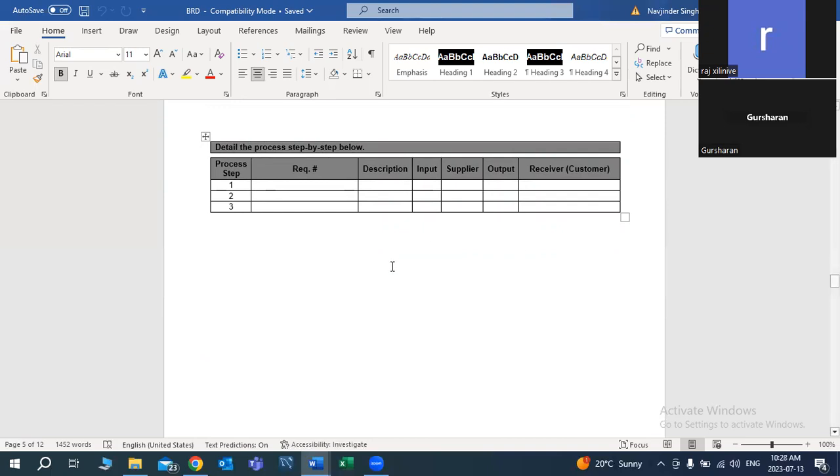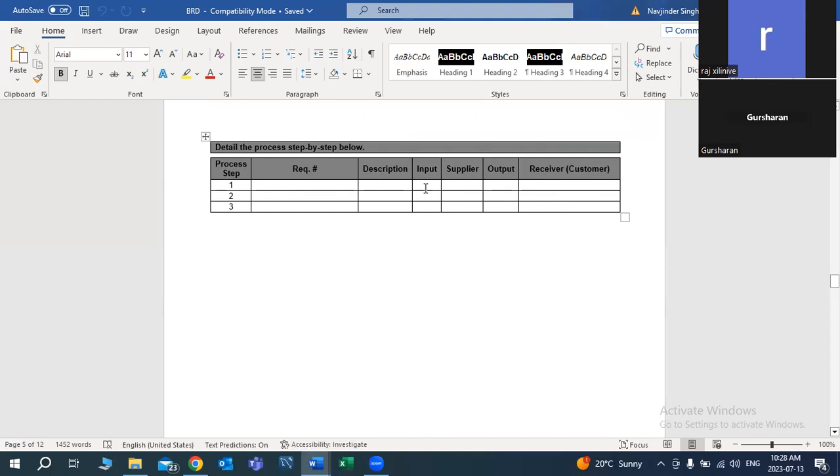Here, whatever description you have written in reference to that, you have to write the detailed step-by-step process. Understood? Input, supplier, output. What do I need to mention in the input, supplier, and output? That process of the application, stepwise, you have to write here.